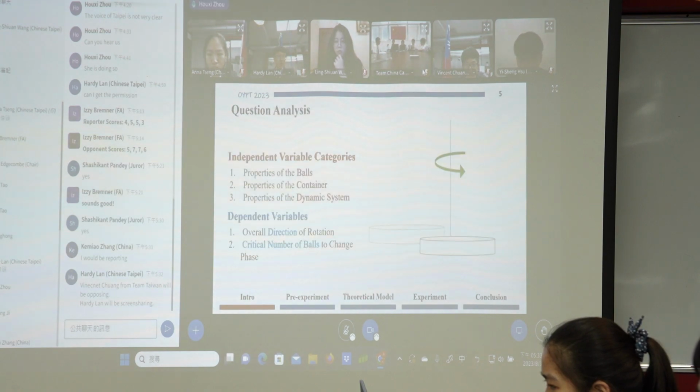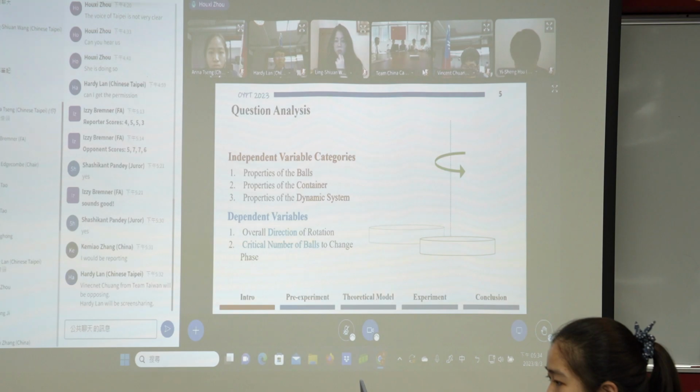From the question, we can roughly derive three categories of independent variables: properties of the balls, properties of the container, and that of the dynamic system. As for the dependent variables that need to be investigated in our report, we have the overall direction of rotation, whose definition we will clarify later, and the critical number of the balls in order to change phase, which means for the direction to change.